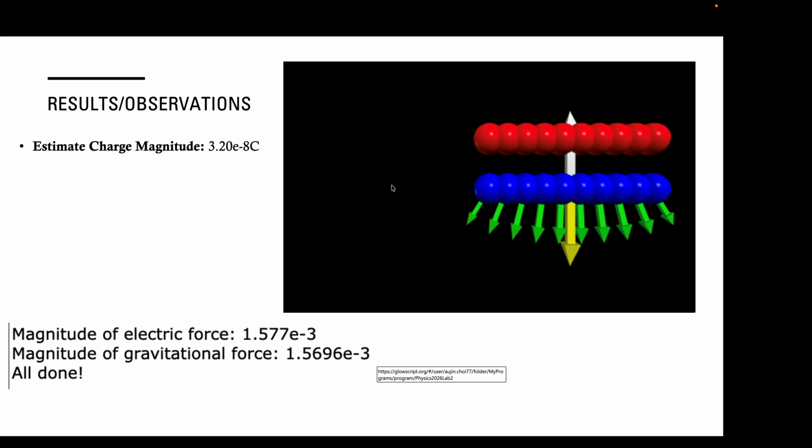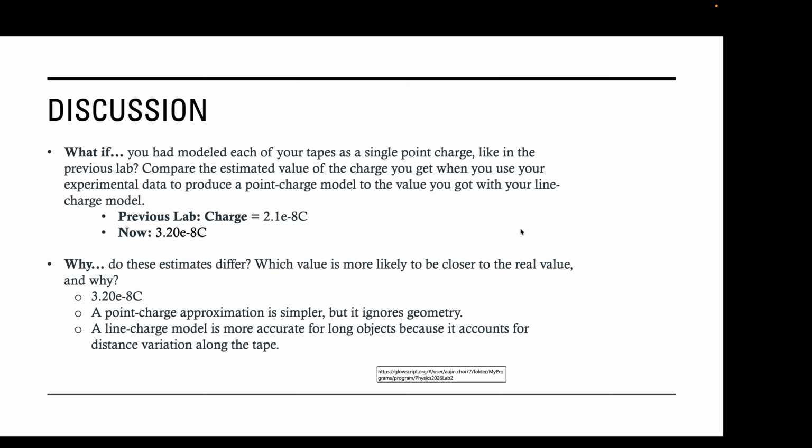For the results and test observations, the estimated charge magnitude at which the bottom tape was affected by the top tape was 3.20e-8 coulombs. This is shown because the magnitude of the electric force at that charge was 1.577e-3, which is greater than the gravitational force here. This is the top tape represented by red. This is the bottom tape represented by blue. The white arrow is the electric force. The yellow arrow is the gravitational force. And the green arrows are the electric field.